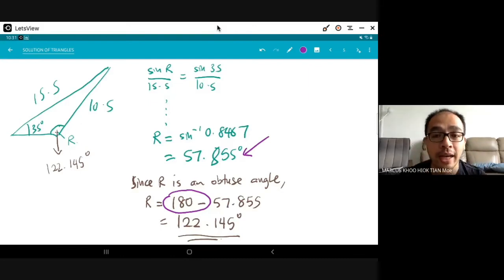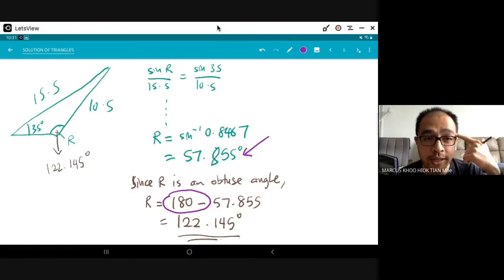Okay, calculator can only help you. It doesn't mean that the calculator is smarter than you. You have to be smarter than the calculator. Take a look at the figure. Think for yourself. Is this acute or is this obtuse?